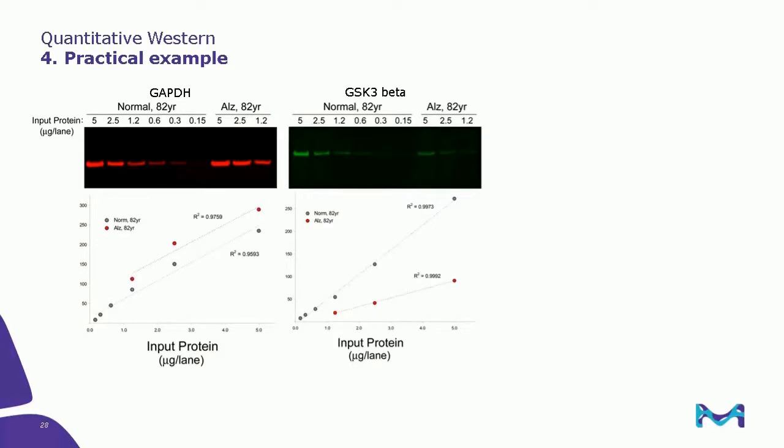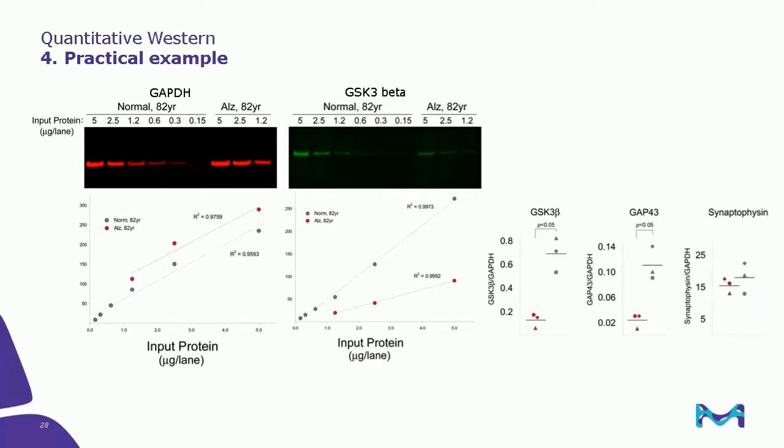On the left side, you can see that the loading control we're using produces a linear range for both normal and patient samples. On the right side, you can see the corresponding expression level of our target protein, in this case GSK3-beta, also falls within a linear range. Now, with confidence, I can normalize and quantify the expression level of different target proteins from 3 independent experiments and apply statistical analysis as shown here to demonstrate significant differences for GSK3-beta and GAP43 expression between normal and patient samples.